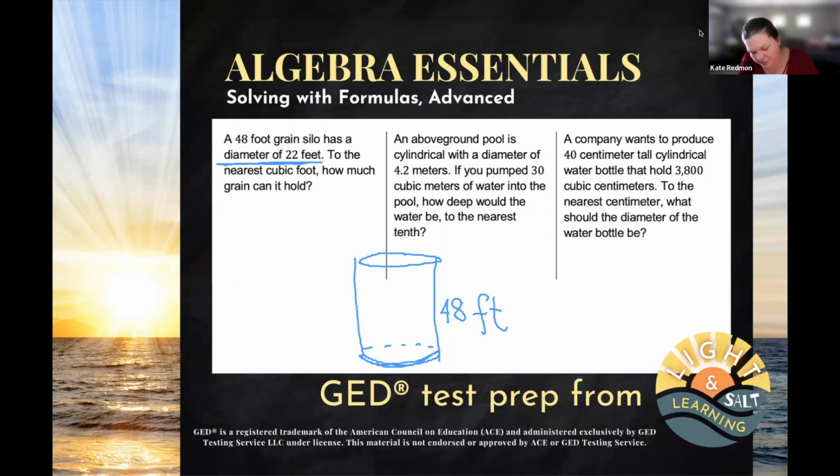So what's a diameter? A diameter is a line that goes through the center of a circle from end to end. It goes all the way across a circle through the center. And so that circular top of the cylinder, I'm going to label it with a diameter of 22 feet. And then it says to the nearest cubic foot, how much grain can it hold? So first thing that we needed to do was determine what shape we're looking at here. Okay, we're looking at a cylinder.